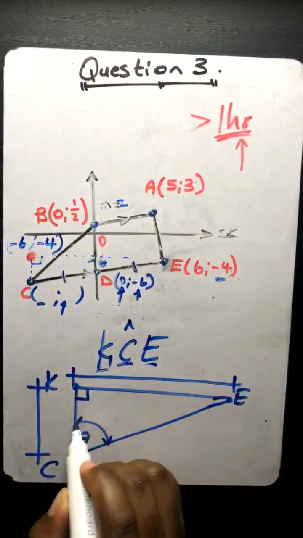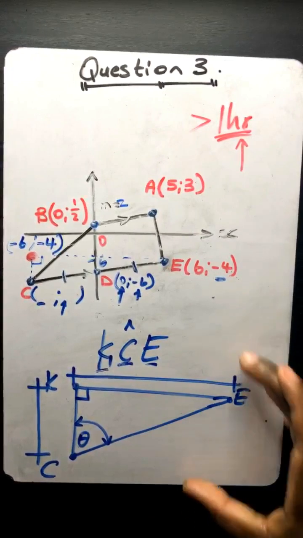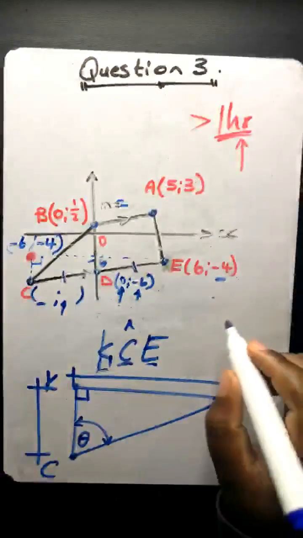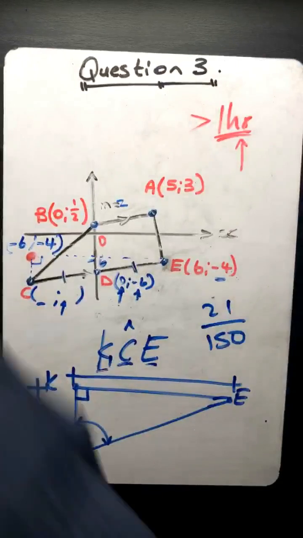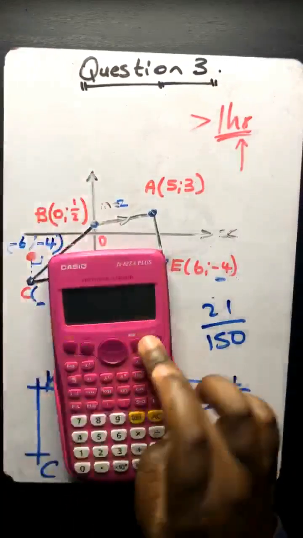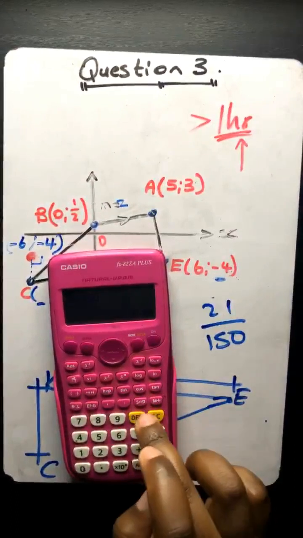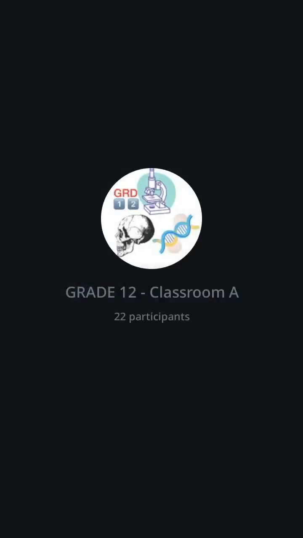So what I like about analytical geometry is that there are multiple ways to work out certain problems. You can do it this way, one can do it differently. Imagine out of 150, already you have 21 marks. 14% already.